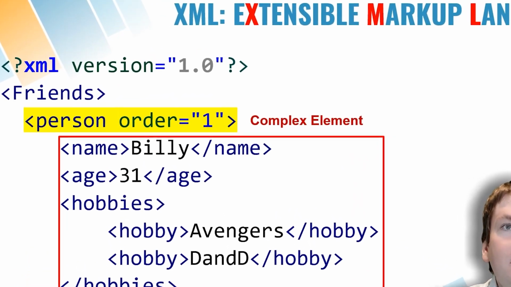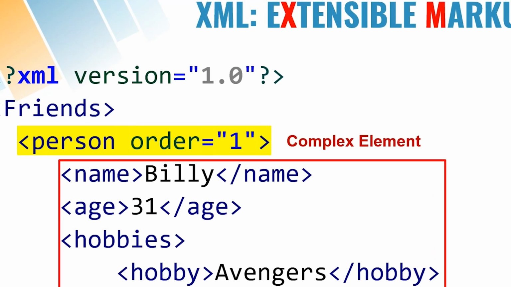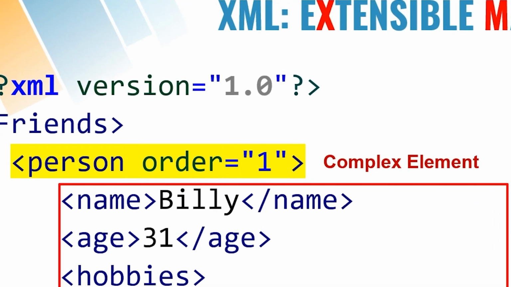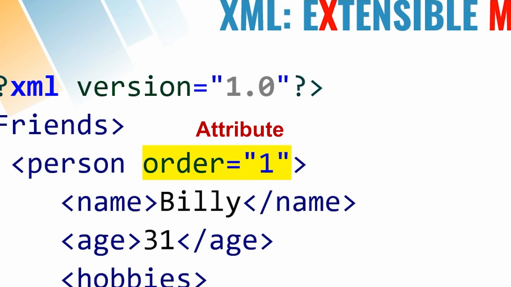In the opening person tag, you will see that it has a little special feature here. See the text that says order equals 1 inside the tag. This is what we call an attribute, though you may also see them referred to as arguments in some sources. This is another way of encoding data. The best practice is to only use attributes to encode metadata. That would be the data about other data. In the example that we see right now, this attribute would represent the order of the person in your list of friends.